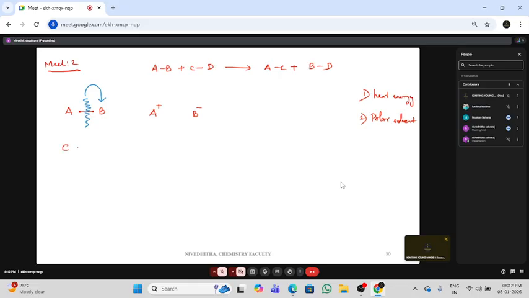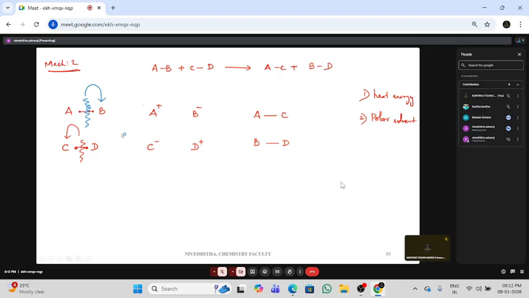Similarly, both electrons were transferred between atoms C and D. Upon heterolytic cleavage, maybe both electrons were transferred to C. So C will have a negative charge and D will have a positive charge. Now this positively charged A and negatively charged C formed a new chemical bond. Similarly, the negatively charged B and positively charged D shared a chemical bond.